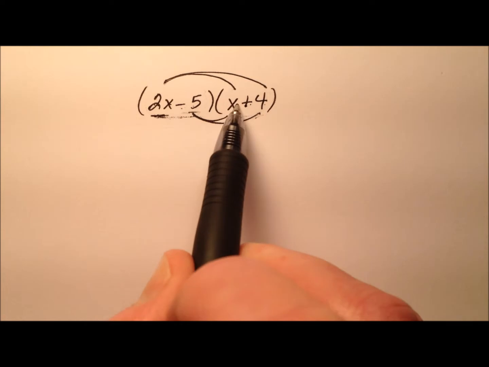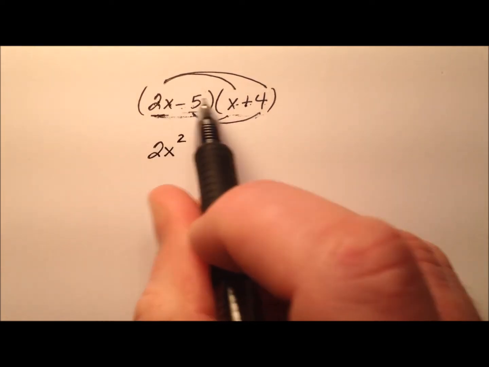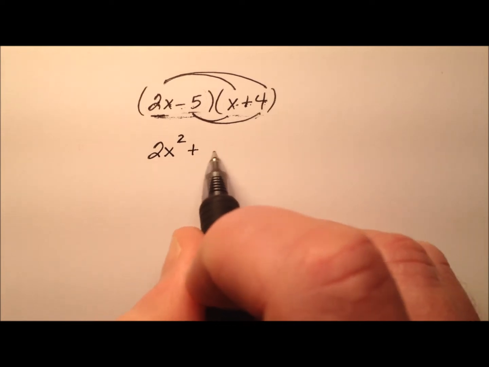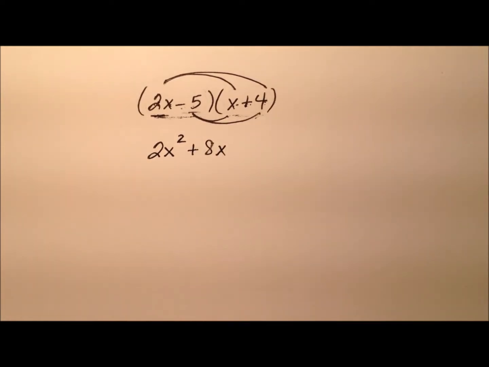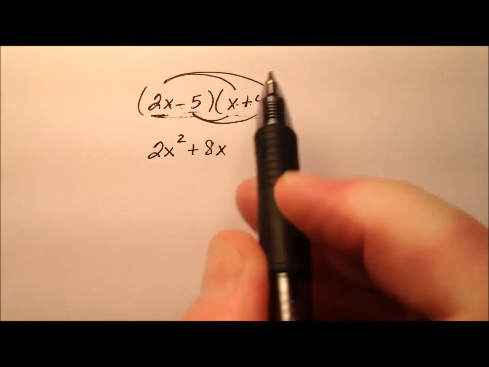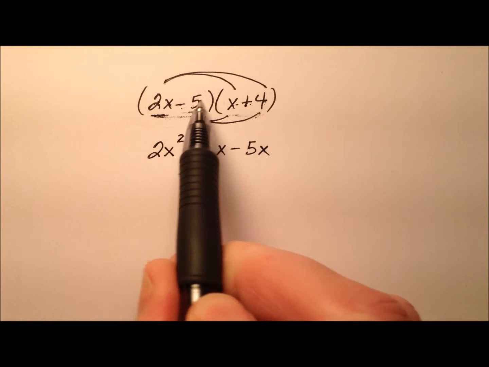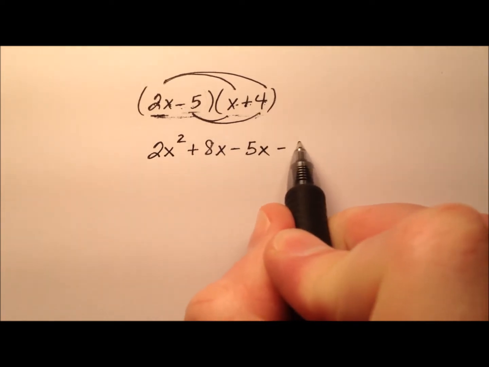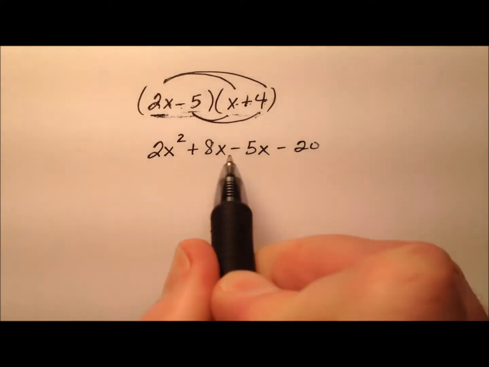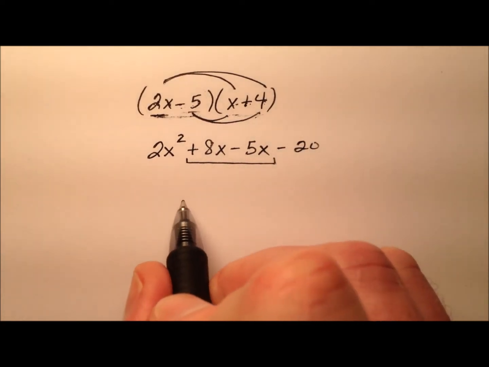So 2x times x will be 2x squared, and 2x times positive 4 will be positive 8x. Okay, so then we move on to our negative 5. So negative 5 times x is minus 5x. And a negative 5 times a positive 4 is a negative 20. And you'll see this is nice because these middle two terms are like terms. So let's go ahead and combine them.